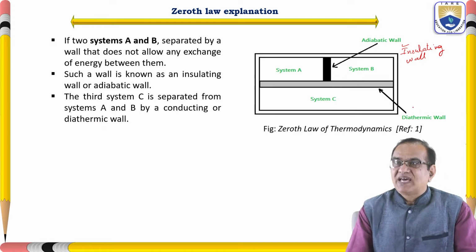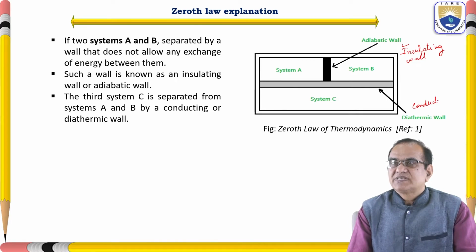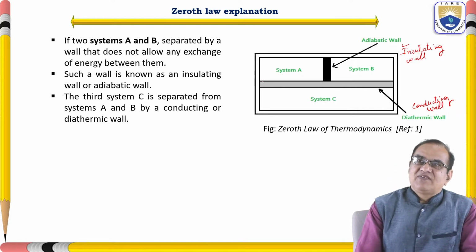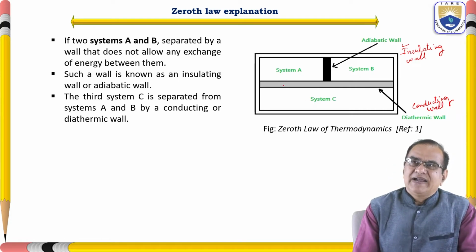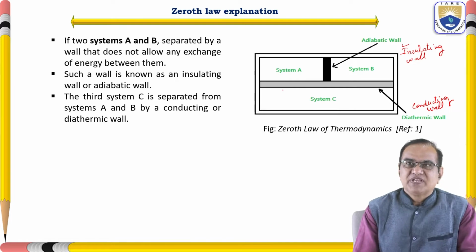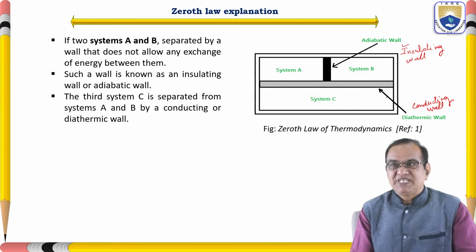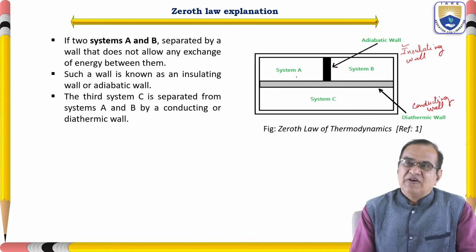So this is the diathermic wall, or simply the conducting wall. This wall is made in such a way that there is a very smooth transfer of energy. It will work as long as its strength permits, and it will allow the system's energy to be transferred.